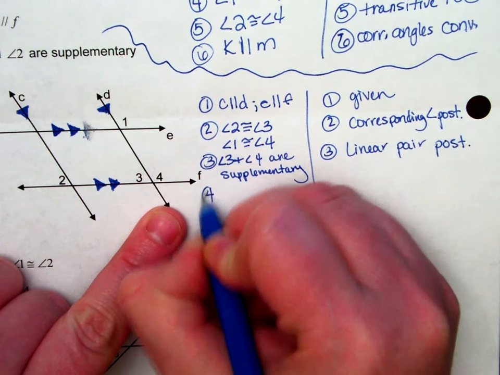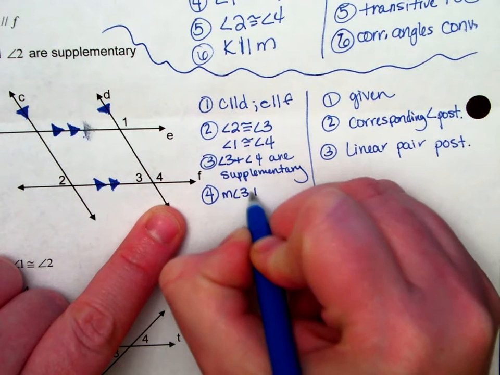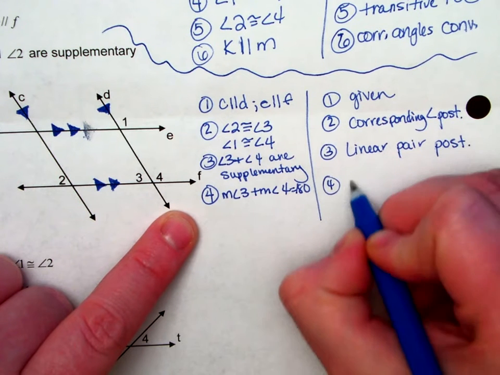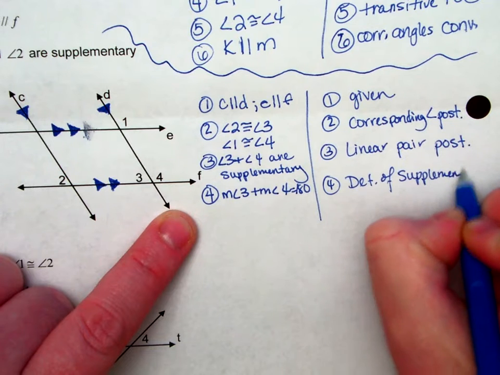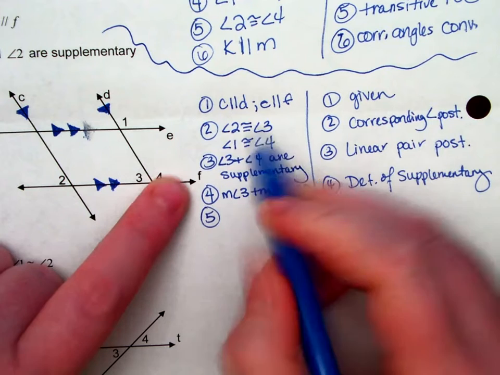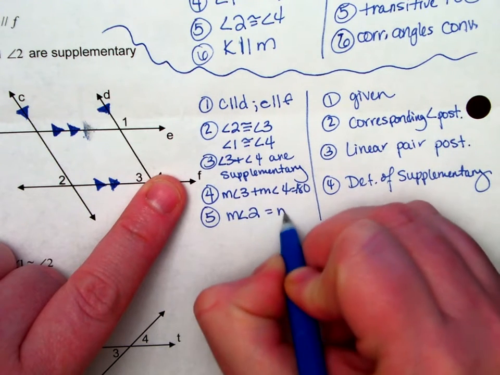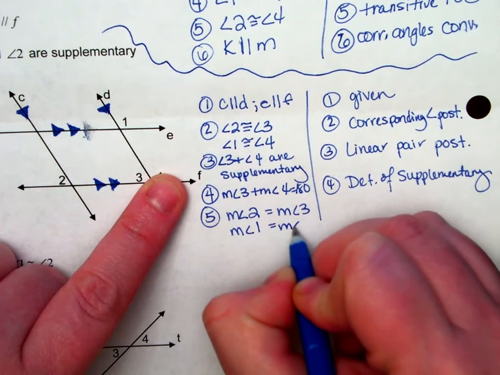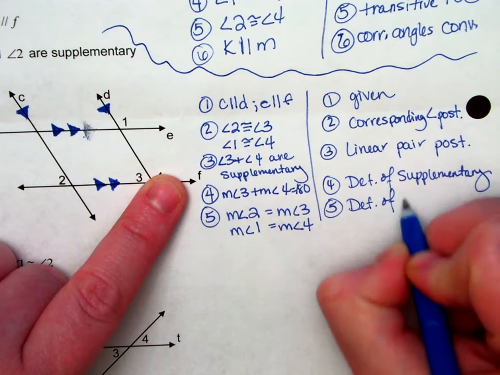Number 4, I'm going to use definition of supplementary, so I'm going to say measurement of angle 3 plus measurement of angle 4 equals 180 degrees. So that's definition of supplementary. Number 5, I'm going to talk about their measurements being equal. So measurement of angle 2 is equal to measurement of angle 3. Measurement of angle 1 is equal to measurement of angle 4. That's definition of congruence.